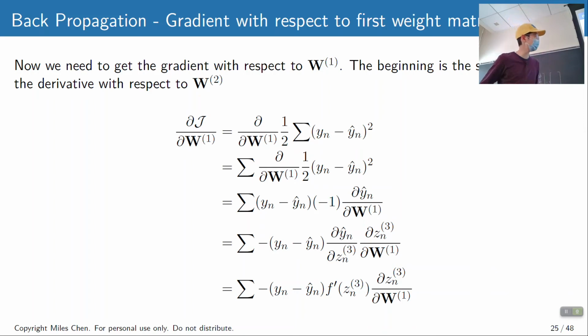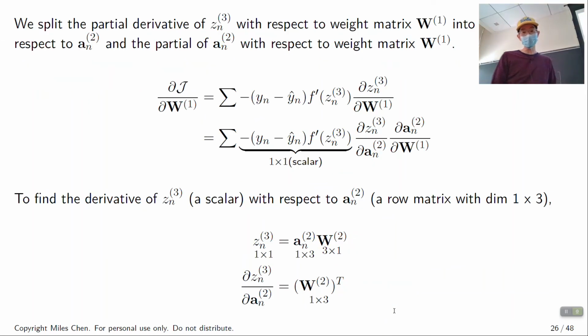Now we are going to try to do the same thing, but we want to find the gradient with respect to the first weight matrix. So now we want to say, how does the loss function change with respect to W1? The first part is very similar, because we're just asking how the loss function changes with respect to W1, and the first part follows the same process so far. But this is where things change a little bit.